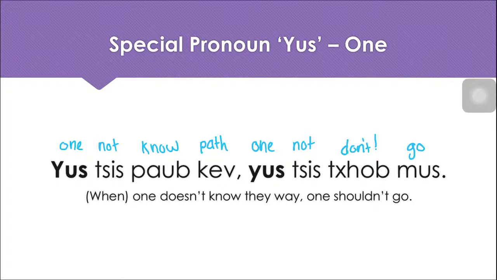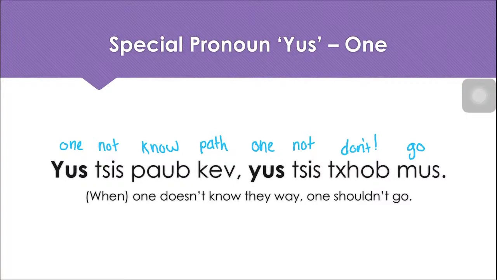It's used similar to the word one in English when we use one as a pronoun, like when one crosses the street, one should look where one is going. It's kind of an infinitive pronoun. It doesn't refer to a specific person. It's a way of being indirect. And Hmong use it that way too.